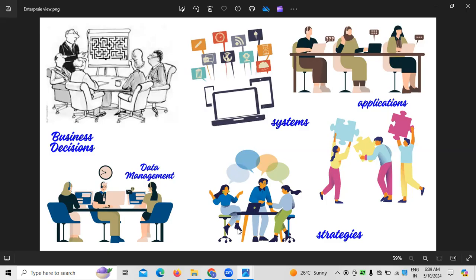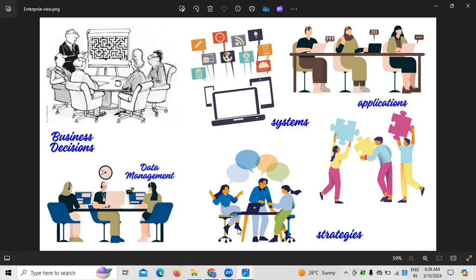For example, you must know about their business decision strategies, all that. So for that, what is required? You need to have an understanding of the business architecture. I already explained what is meant by business architecture. That is needed. Second, it's not only about the business architecture.